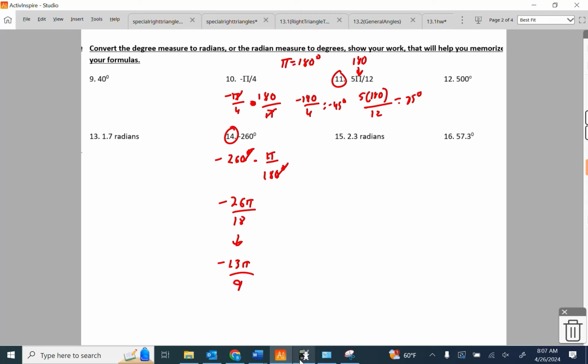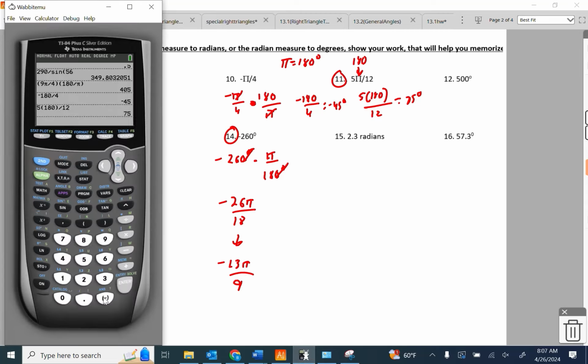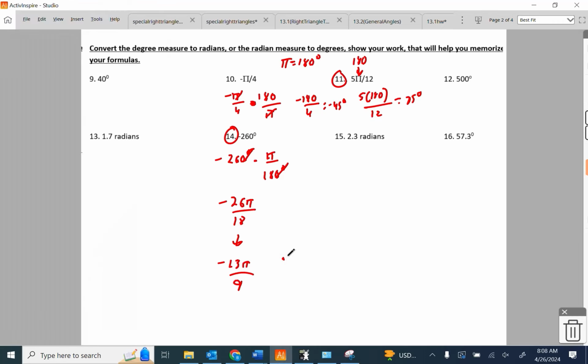Now, if I'm doing this in a calculator, what I do is I do negative 260 times 1 over 180. If I don't have number sense and I'm a button pusher, I do everything without the pi key. Math, enter, enter. And there she is, negative 13 ninths. Don't forget about pi. How could you dare forget about pi?